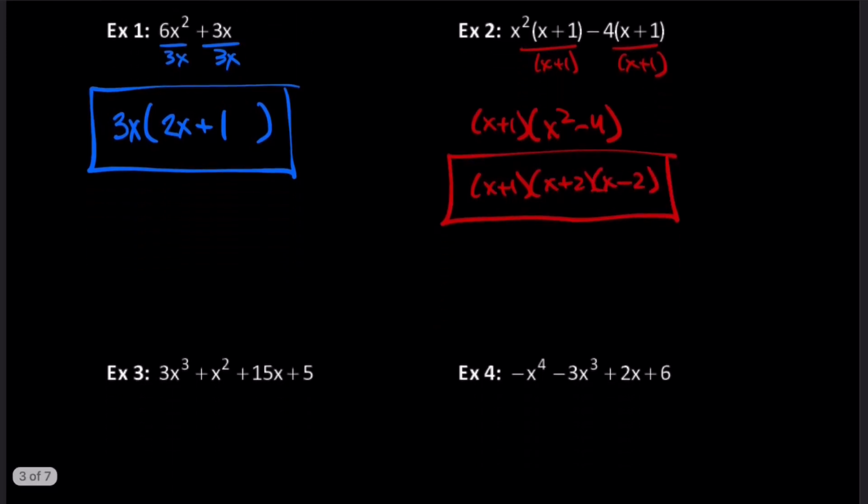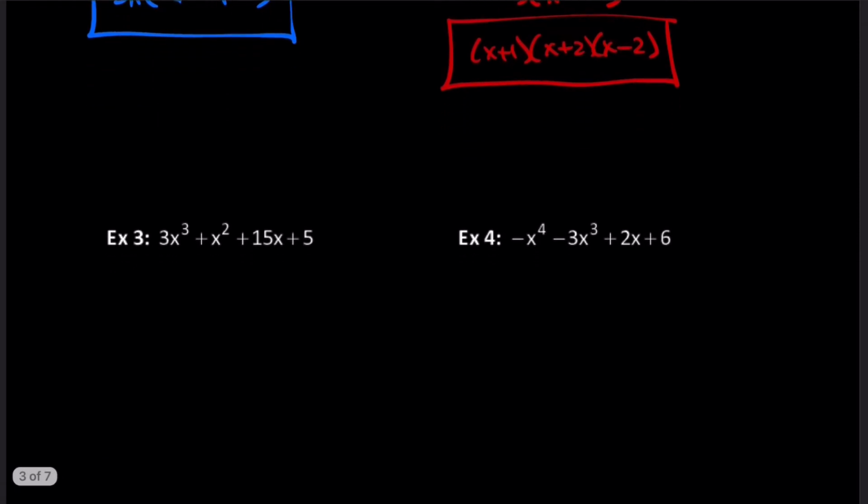Pretty easy stuff. It gets a little bit more challenging here because now I truly have to factor by grouping. I'm going to group these two, and I'm going to group those two. In the first two, I can take out an x squared. What's going to be left is 3x plus 1.